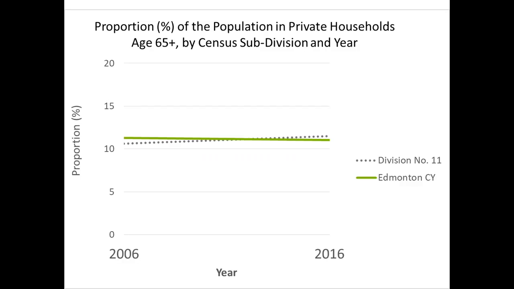would be doing a line graph, because now we could actually see the change over time. So as you can see, in Census Division number 11, there's been a really slight change, maybe a slight increase in the proportion of seniors over time. And this is very similar to what Edmonton has seen. Edmonton has been flat. There really hasn't been any growth in the proportion of seniors in Edmonton.